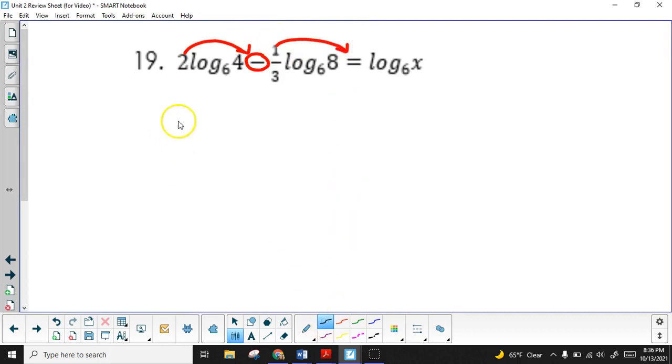So, we're going to rewrite this. We're going to have a couple of different things going on. This is going to be the log base 6 of, this is going to become 4 squared. And this will be 8 to the 1/3 power. 1/3 power is asking for the cube root of 8. And since we are condensing with the quotient rule, that means we're going to divide. So 8 to the 1/3 power is asking us for the cube root of 8.